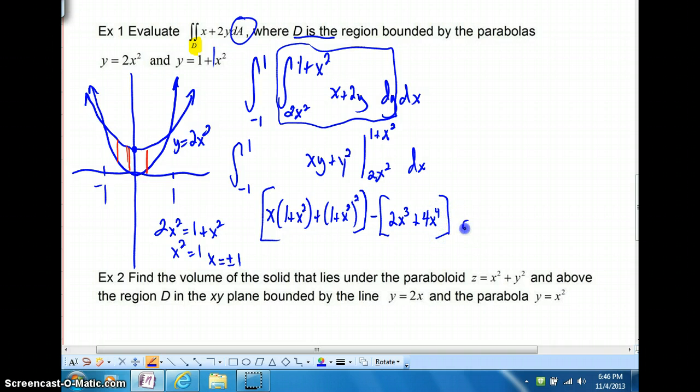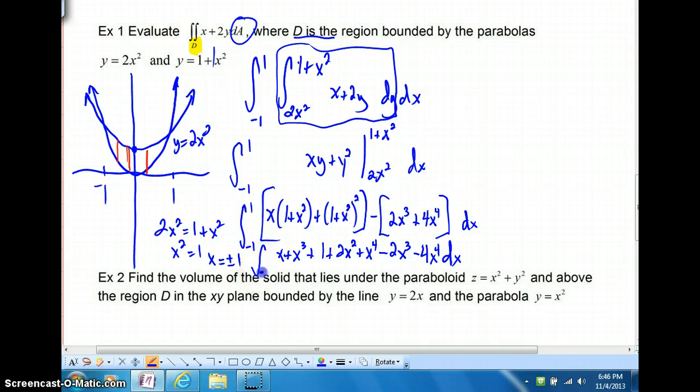And of course, don't forget, we are not done with the problem. We still have to integrate. But let's clean this all up. This will become x plus x to the third. If we were to expand all this out, I hope everyone would agree, it's 1 plus 2x squared plus x to the fourth. And then we could say minus 2x cubed and a minus 4x to the fourth right here.